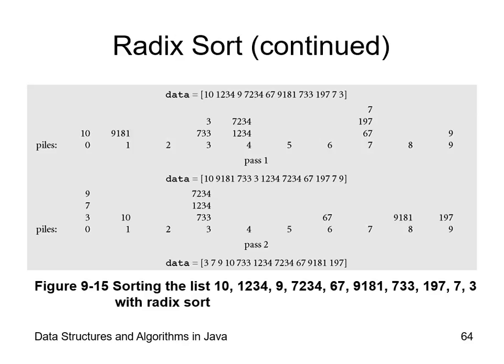Okay, and then after that, we're going to take them out from the queues in the order of the queues. So your array will look like 10, 9181. In the queue, which one comes first? This one comes first. 733, 3. 1234, 7234.